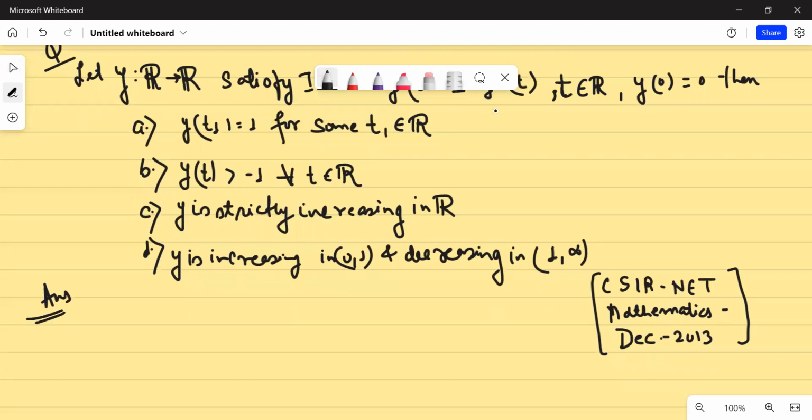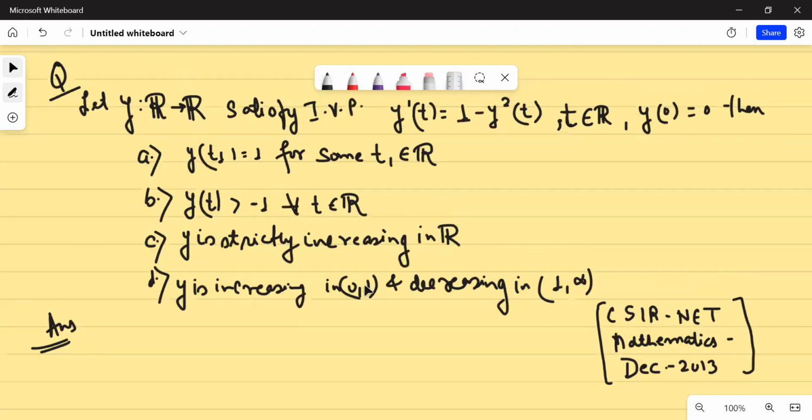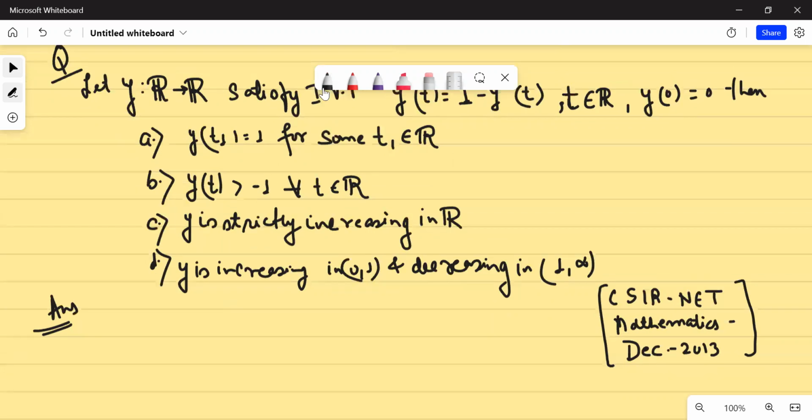And my goal with this question is to make you understand graphs, because again, the question is on increasing and decreasing. So at least we'll be able to revise our curve sketching part also from this particular problem itself. Okay, so let us first try to solve this particular differential equation.